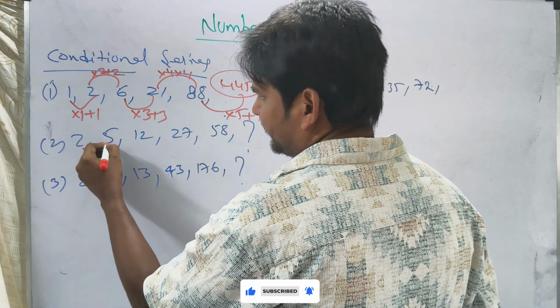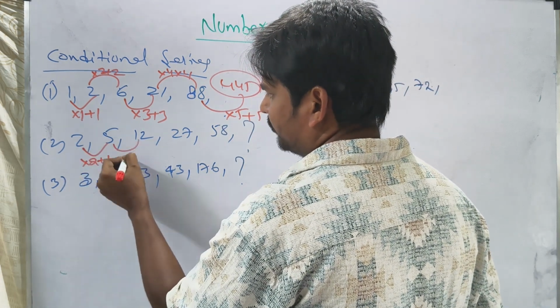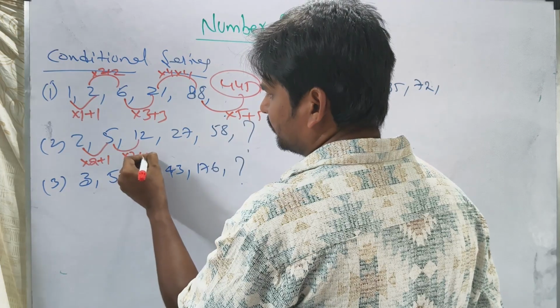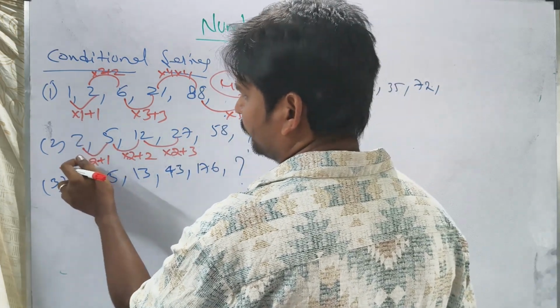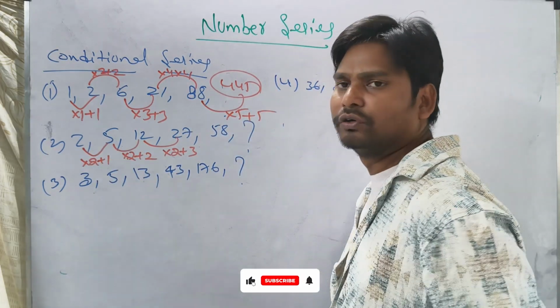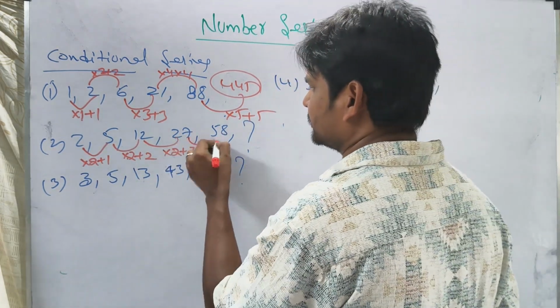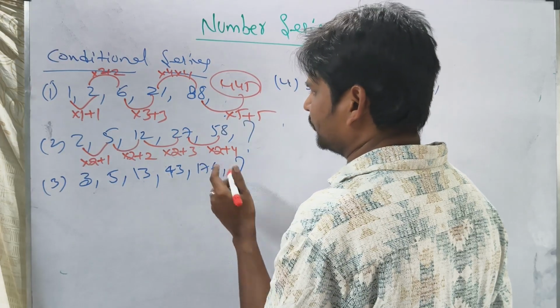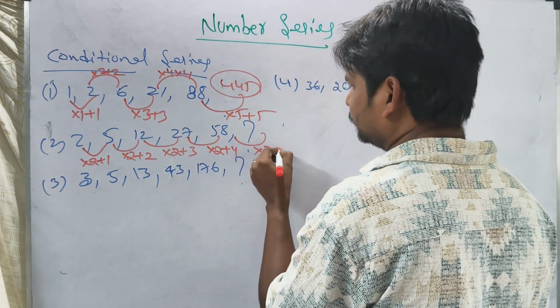Here shall I write from here to here into 2, okay, plus 1. From here to here into 2 plus 2. From here to here into 2 plus 3. Into 2, 4 plus 1, 5. Into 2, 10 plus 2, 12. Into 2, 24 plus 3, 27. Now into 2 plus 4 only. So 54 plus 4, 58. Next would be what? Into 2 what?